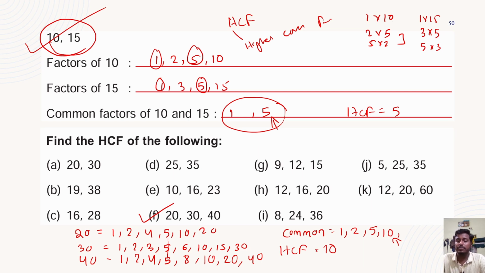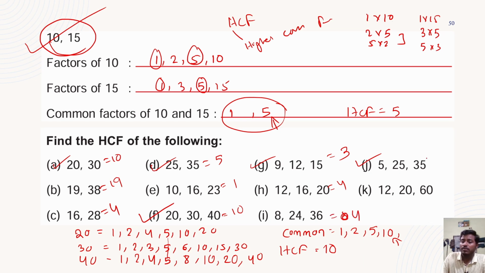I hope you understand. Then you can solve any question, yes or no. I'll say the answers. The first answer is 10. HCF is 10. Here is 19. Here is 4. Here is 5. Here is 1. Here is 10. Here is 3 and 4. Here is 8. Sorry, 4. And here is 5. And here is 4.